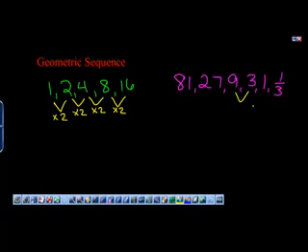Again, let's take a look here in the middle. What do we have to do to 9 to get to 3? We have to divide it by 3. Checking our first two terms, 81 divided by 3 gets us down to 27. And 27 divided by 3 gets us to 9, and so on.